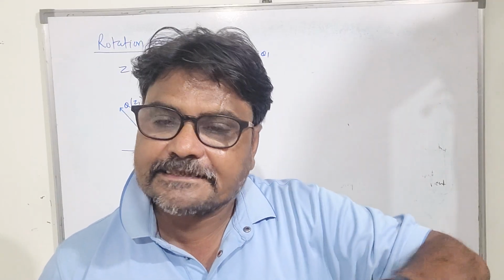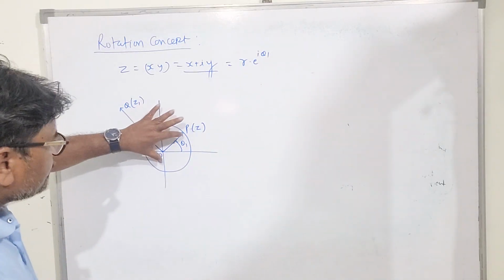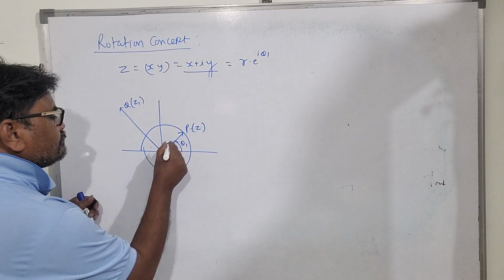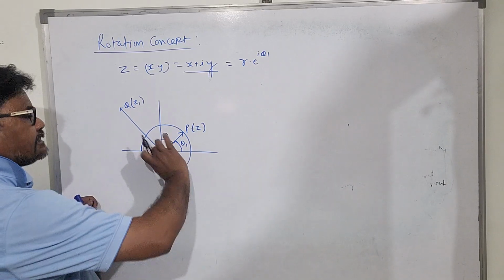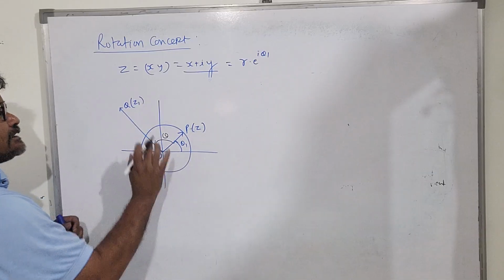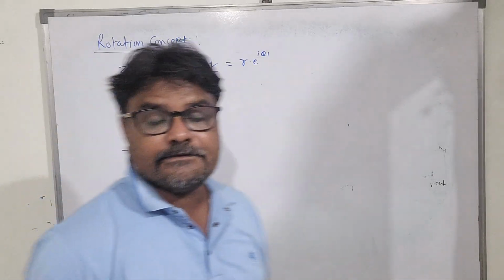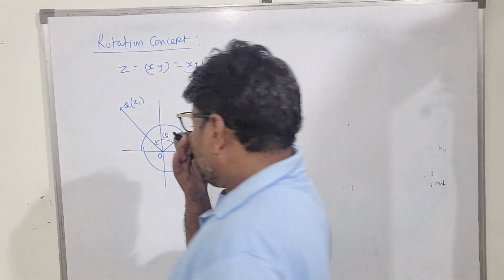Okay, rotation and stretching are both being done. The OP vector is being rotated by some theta degree in the anti-clockwise direction, and we are stretching it. At the moment you can see that the length of both the arrows is not the same. The length of both the vectors is not the same. The modulus of both the complex numbers is not the same. Correct? So here what happens?